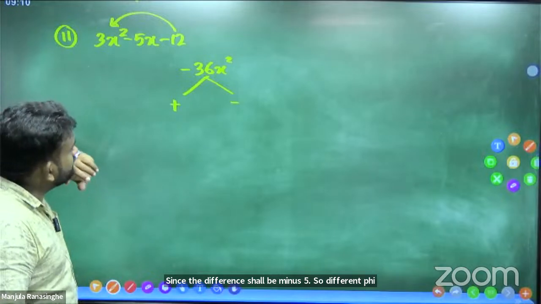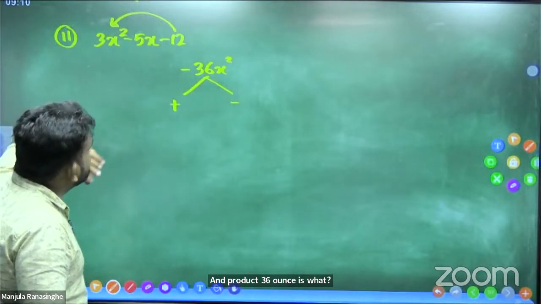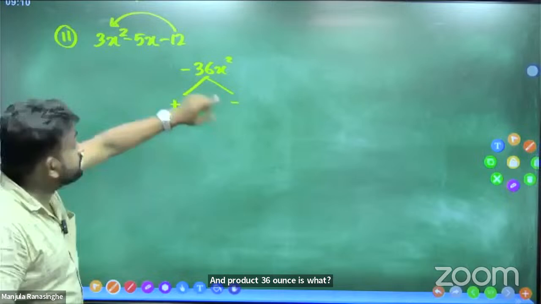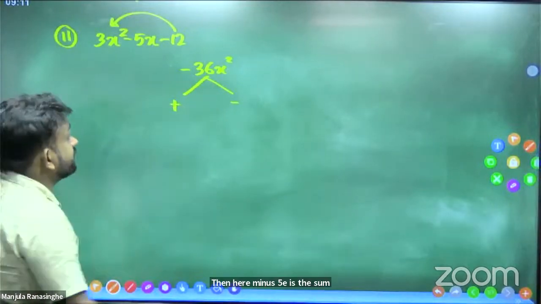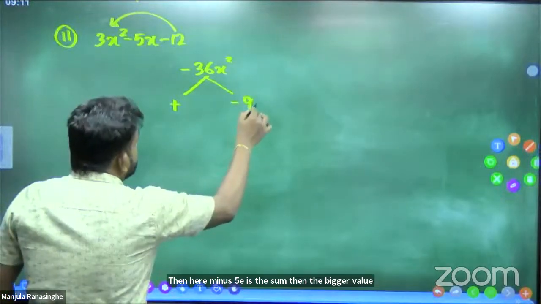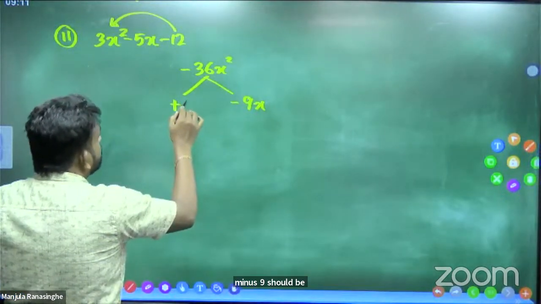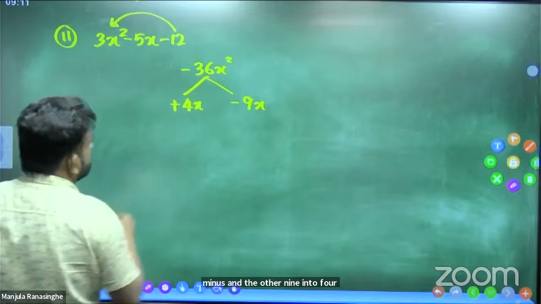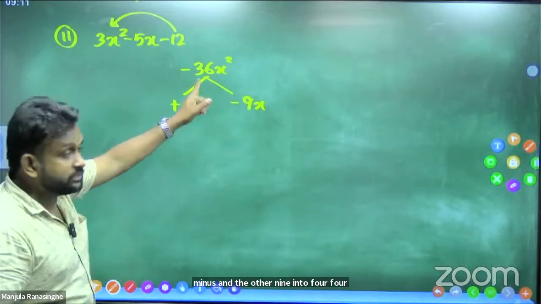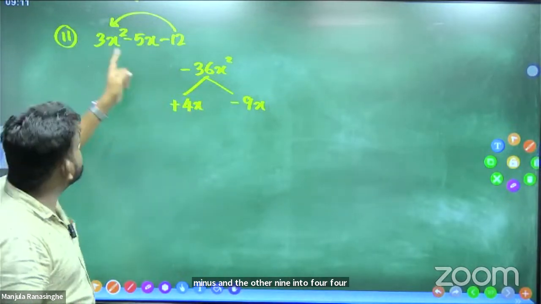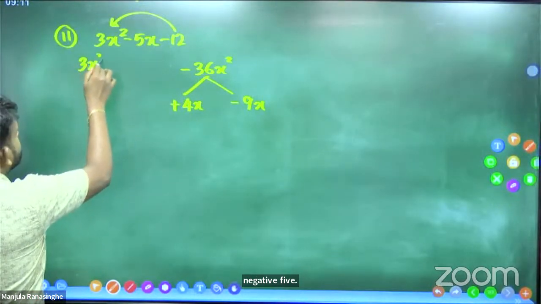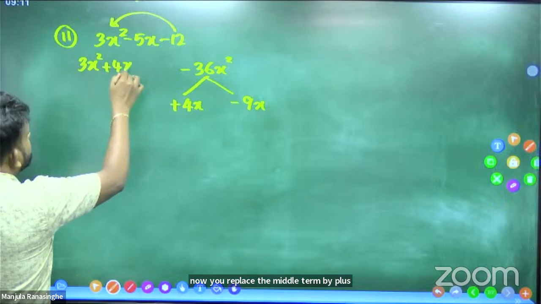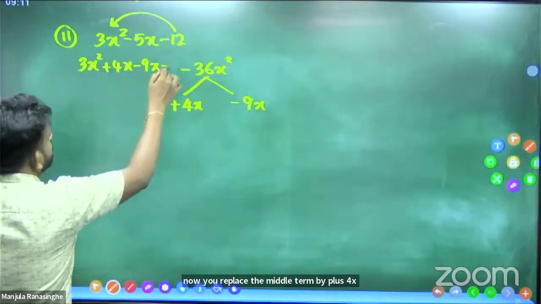You check that: 9 into 4. Here minus 5 is the sum, so the bigger value, minus 9, should be negative, and the other, 4, should be positive. Now check: the product is negative 36 and the sum is negative 5.